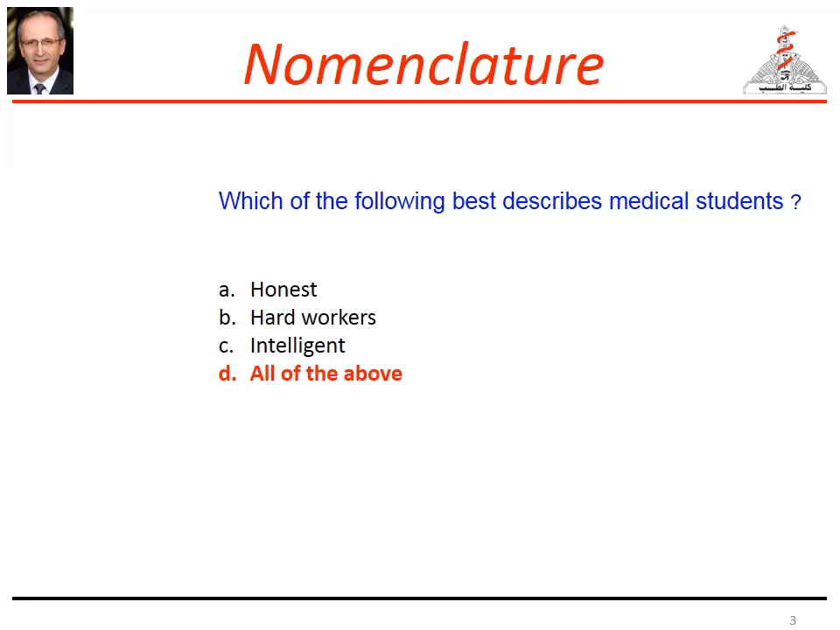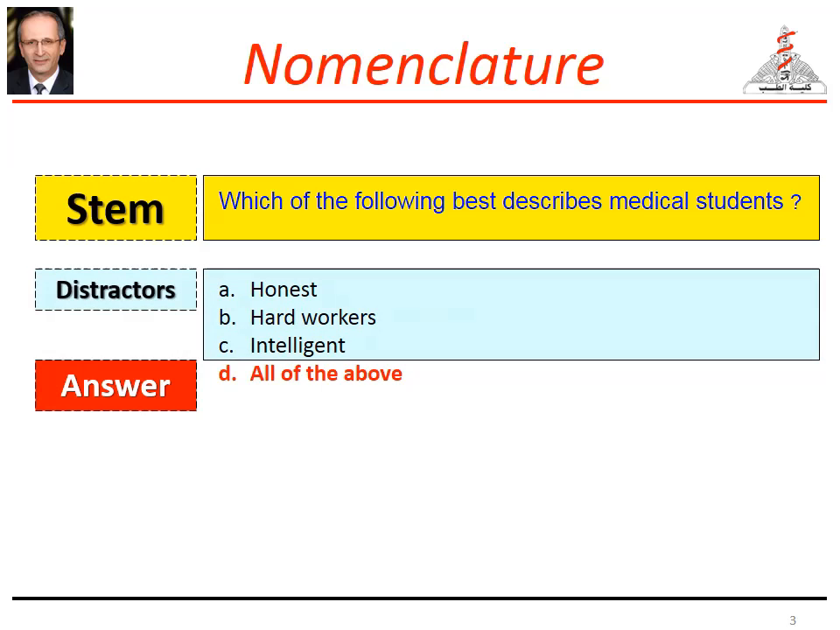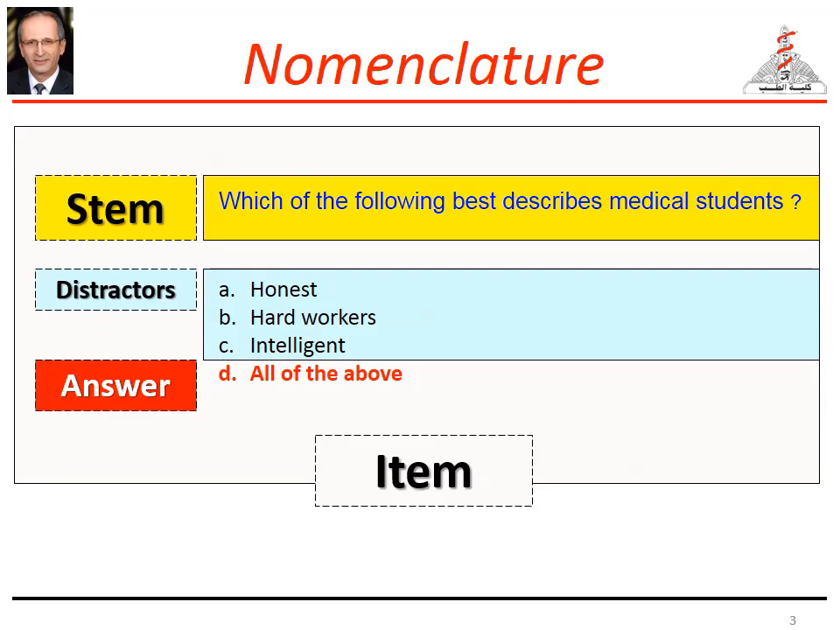Now for some terminology. Consider this sample question. This is what we call the stem of the question. And this is the answer or the key response. These are the distractors. And the stem, distractors and the answer, all of them together are called the item. In this presentation, we will talk about these three components. That is, how to write a stem in the proper format, how to write the answer, and how to write the distractors.